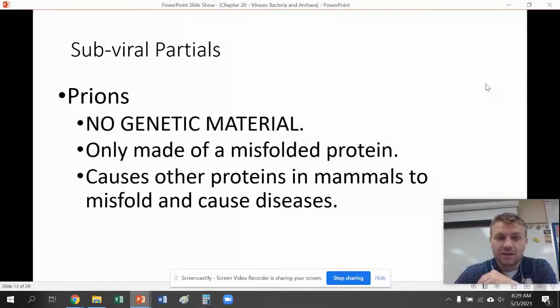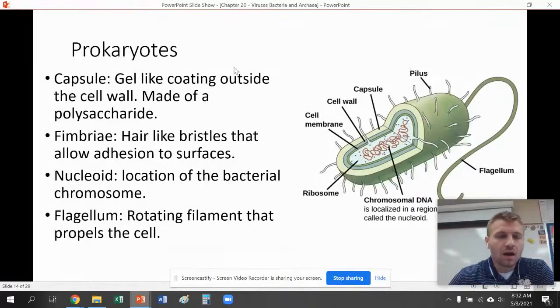It's very, very scary. All right, everything before this was viruses, and everything after this is going to be prokaryotic cells. I'm going to go through this pretty quickly because a lot of this stuff we've maybe talked about before, but these are just parts of a prokaryotic cell. So the capsule, this is just like the gel coating on the outside of a cell. This helps the cell to adhere to things. It's made of a polysaccharide, which means it's a carbohydrate.